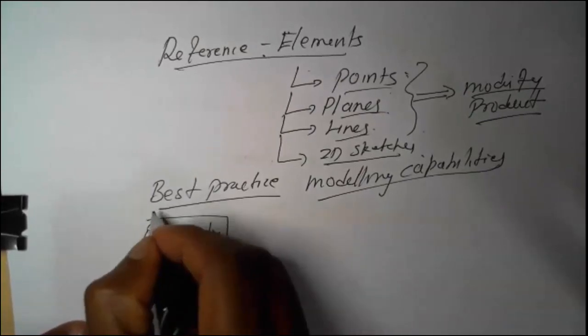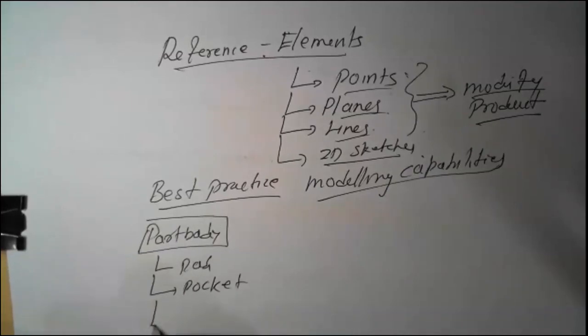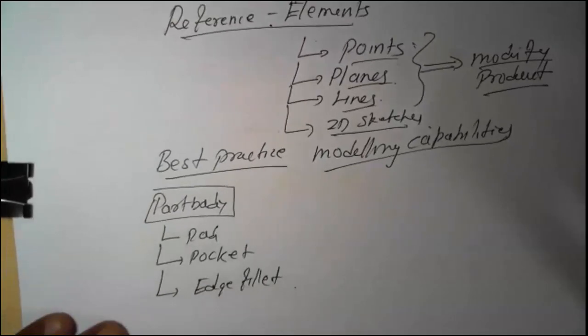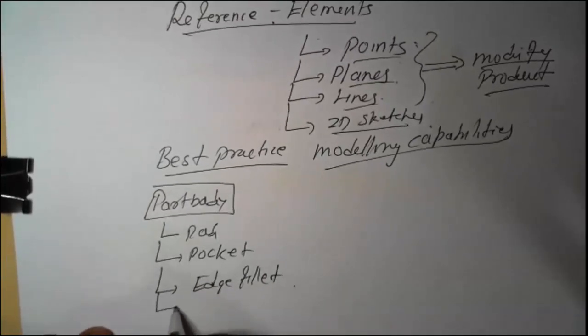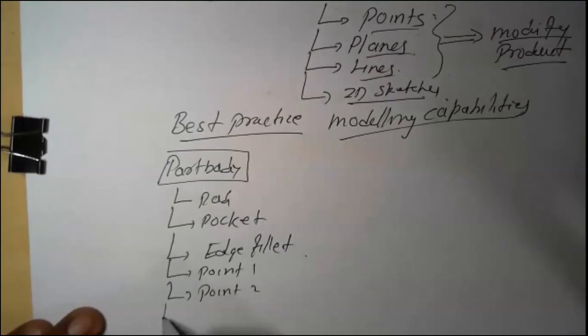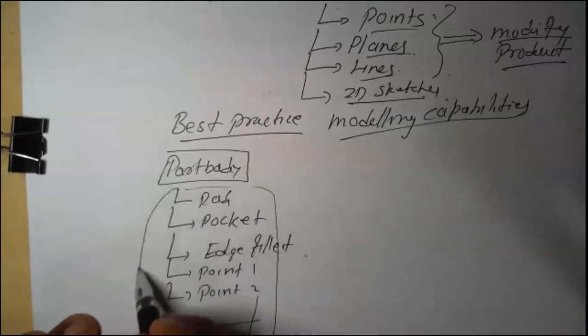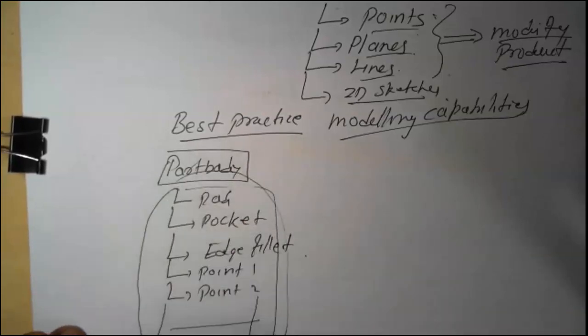You will have the XYZ planes, you will have a pad, a pocket, and say, for example, an edge fillet. All these features. So if I create a point, it goes in as Point.1. If I create another, it becomes Point.2. So what happens? A big chain of points and lines builds up, and the part body is so complex that I cannot manage all these things here.